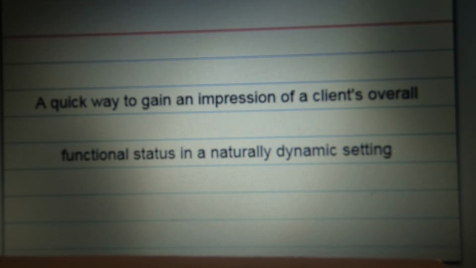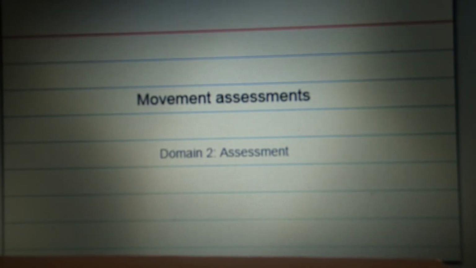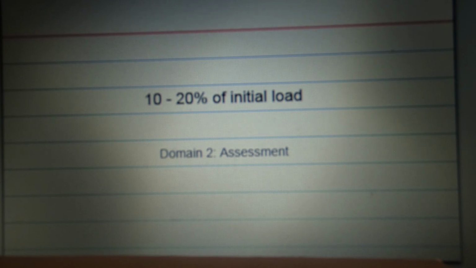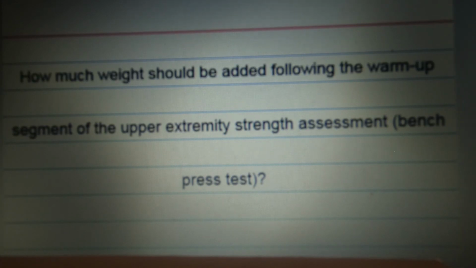A quick way to gain an impression of a client's overall functional status is in a naturally dynamic setting: movement assessments. How much weight should be added following the warm-up segment of the lower extremity strength assessment, squat test? 10 to 20% of initial load. How much weight should be added following the warm-up segment of an upper extremity strength assessment, bench press test? 5 to 10% of the initial load.